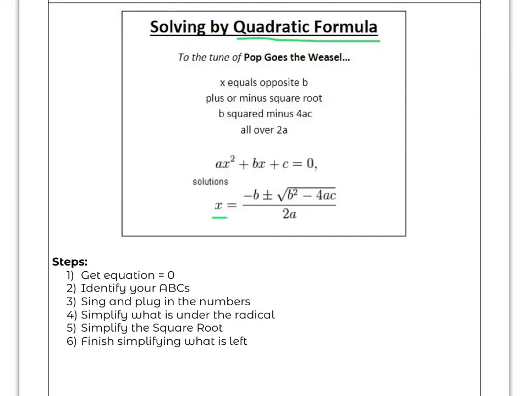x equals opposite b plus or minus square root b squared minus 4ac all over 2a.